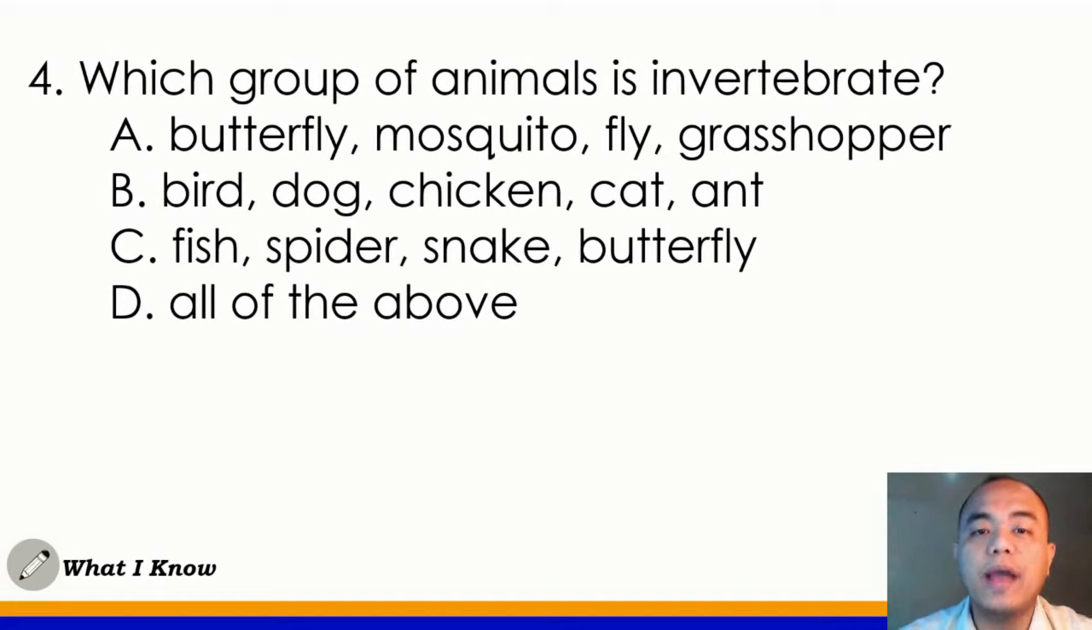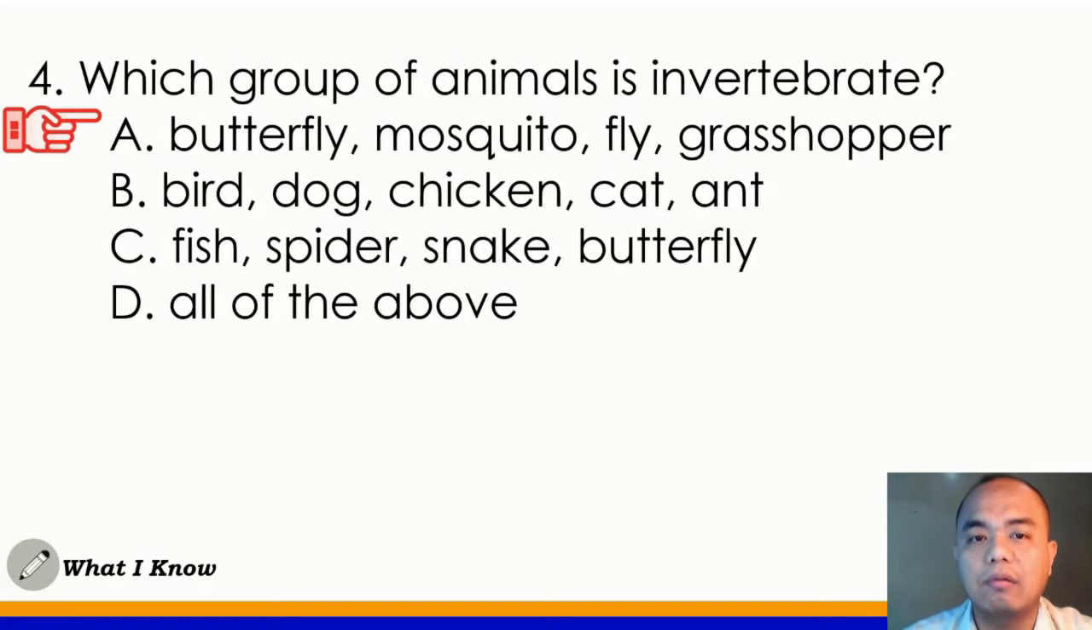4. Which group of animals is invertebrate? A. Butterfly, mosquito, fly, grasshopper. B. Bird, dog, chicken, cat, and ant. C. Fish, spider, snake, butterfly. And letter D, all of the above. What's your answer? Correct letter? A. Butterfly, mosquito, fly, and grasshopper.